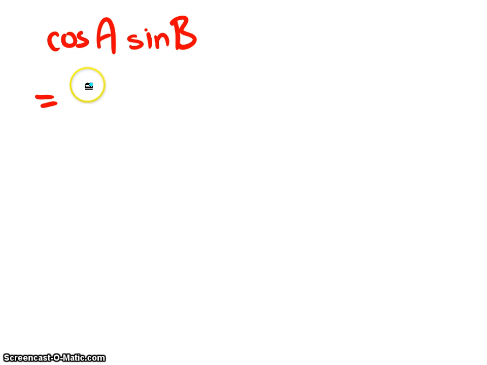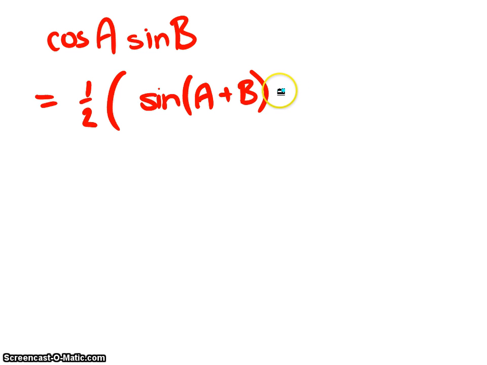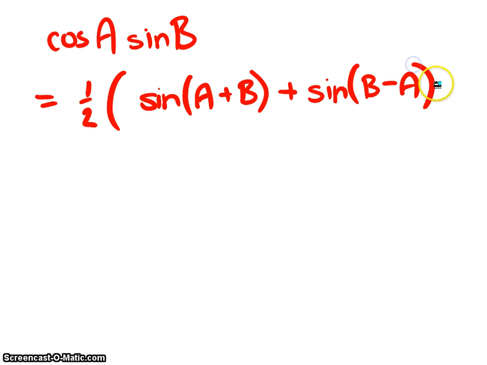Well, I get a half times sine of the sum of the angles A plus B plus sine of B take A. And sorry about the way I've written this, but the B, this angle here should be first. So it should be sine of B take away A. Right? So how do we apply it to this one?